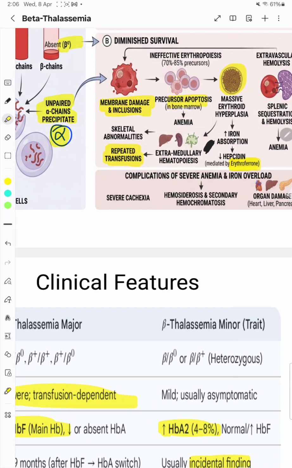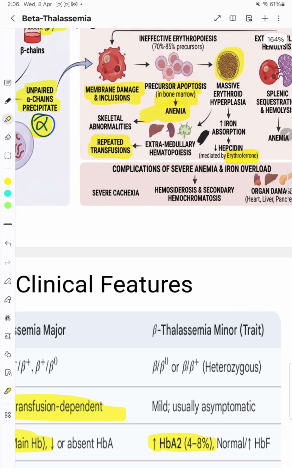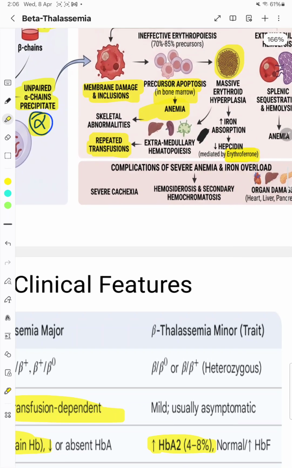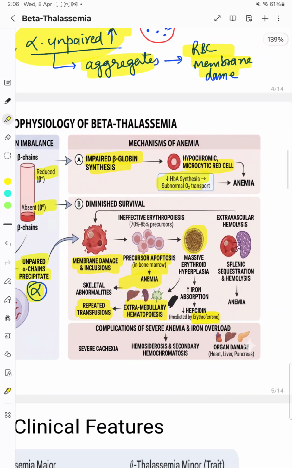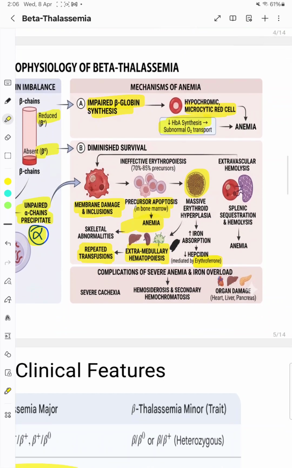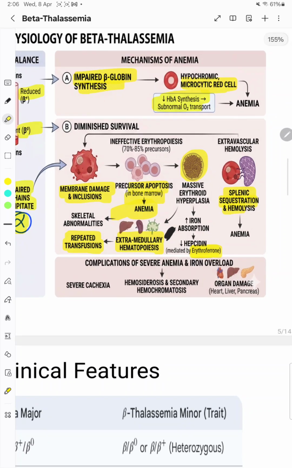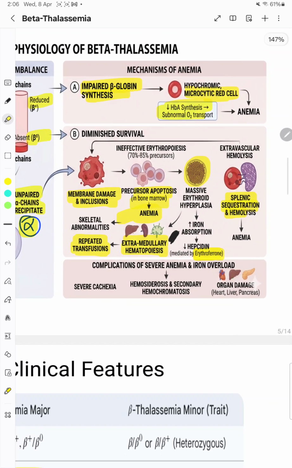As the alpha globin aggregates cause damage to RBCs or precursors, this also causes anemia. And to compensate for the anemia, there is extramedullary hematopoiesis. And as we have already said, these damaged RBCs, when they travel through the spleen, are phagocytosed by the macrophages and result in hemolytic anemia, extravascular hemolysis.